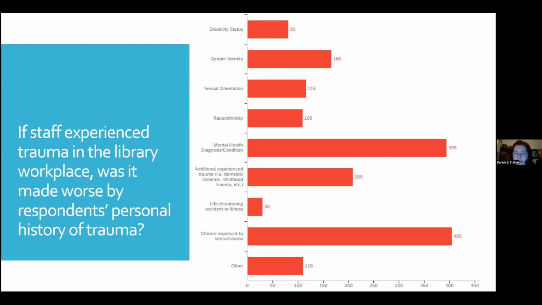And you can see here that the largest categories, people who reported having a diagnosed mental health condition or chronic exposure to stress, were more susceptible to experiencing trauma in the workplace, but so have other conditions that people reported. And you can see the different categories for what people reported in the survey.